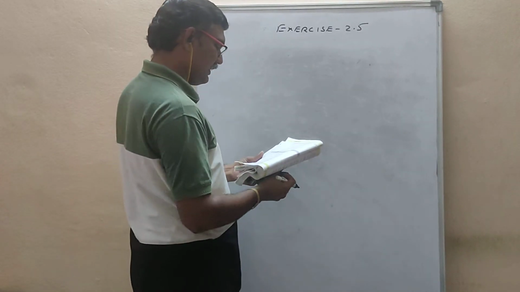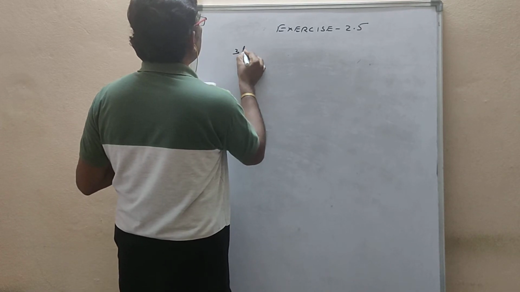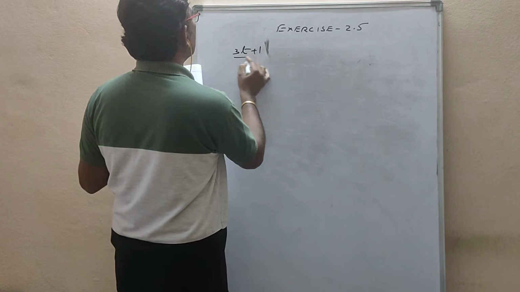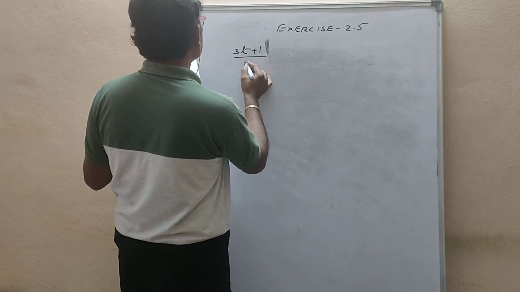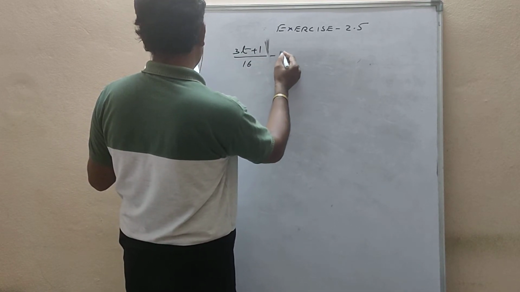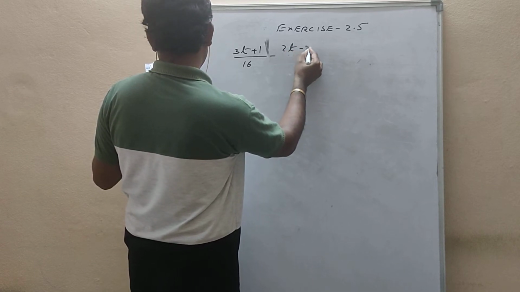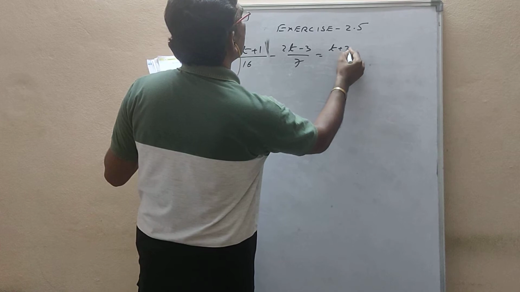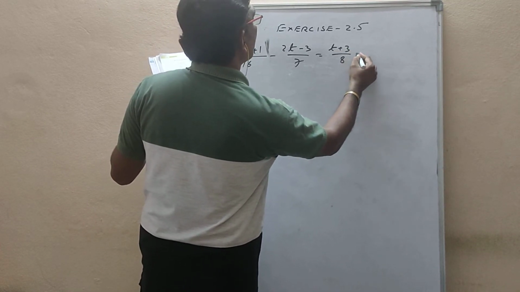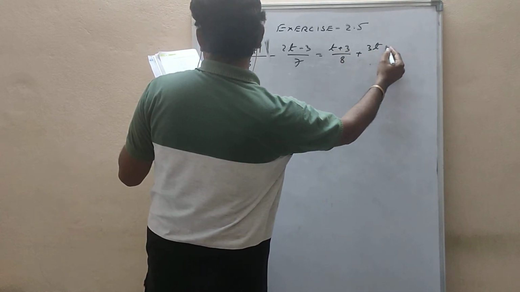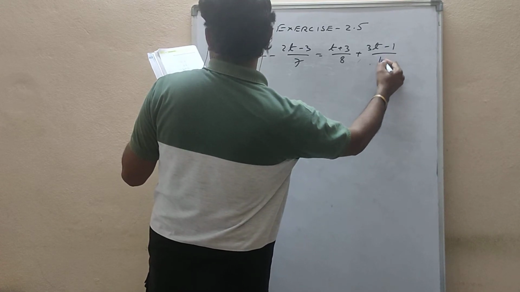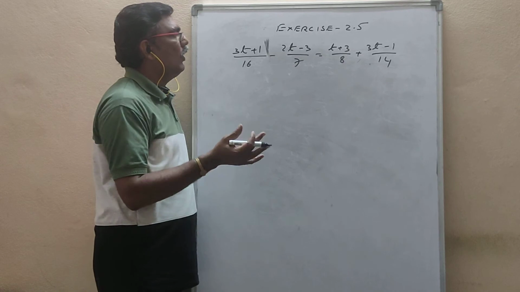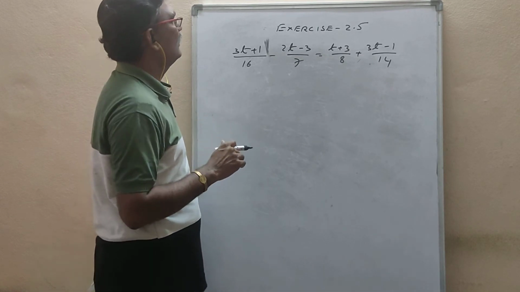That is here, 3t plus 1 divided by 16 minus 2t minus 3 by 7 is equal to t plus 3 by 8 plus 3t minus 1 by 14. So it is the problem. So here how we should do it, we'll see.